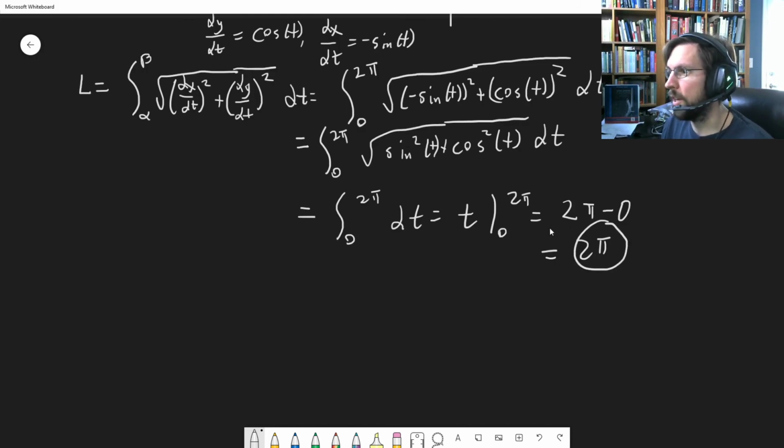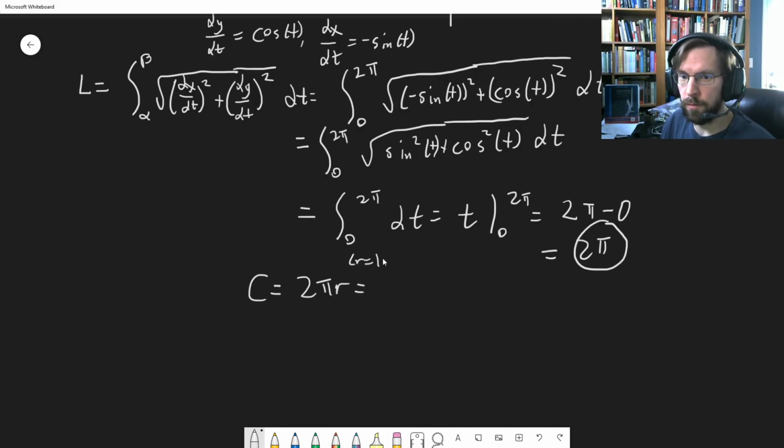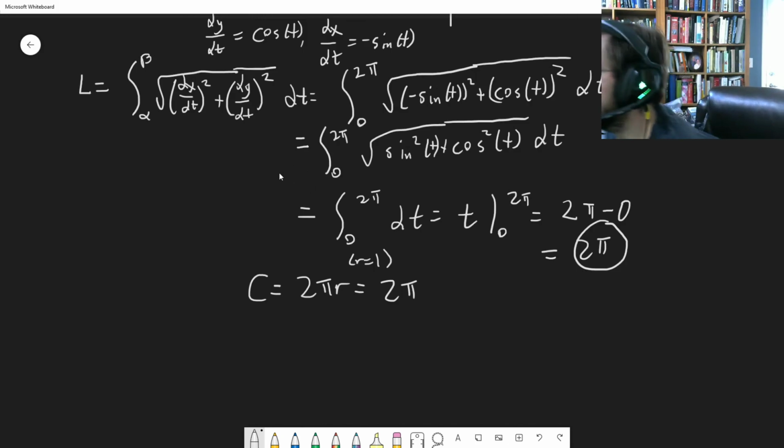If we were to check this algebraically, this is one revolution around the circle of radius 1. So this is the circumference of a circle, which is 2 pi r, in which case r is 1, and we get precisely 2 pi. We'll come back and look at a slightly different example and see what's going on there.